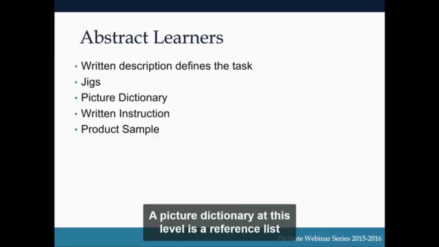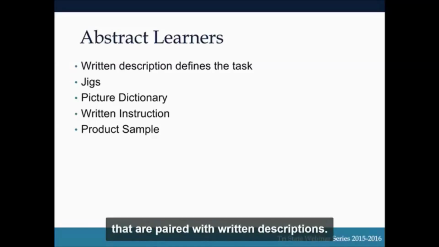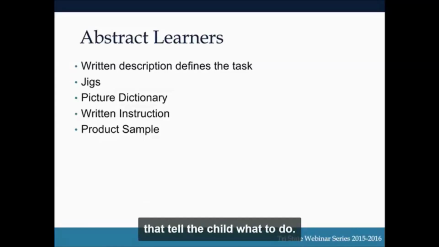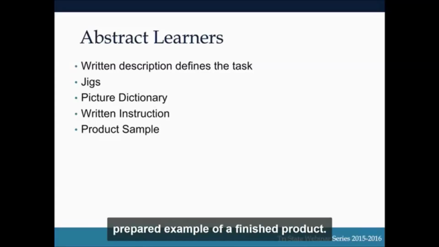A picture dictionary at this level is a reference list of pictures, icons, line drawings, photographs that are paired with written descriptions. Written instructions would be multiple word sequences that tell the child what to do. And finally, product sample would be a previously prepared example of the finished product.